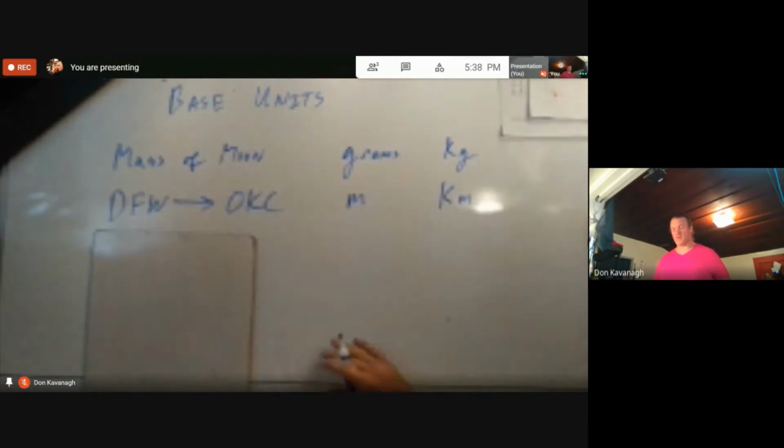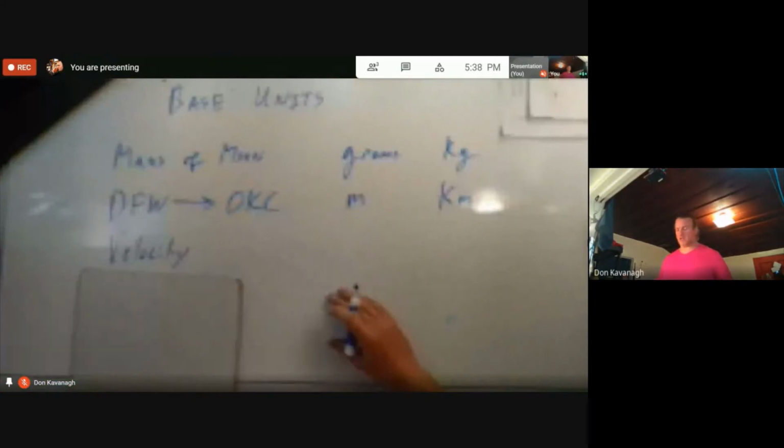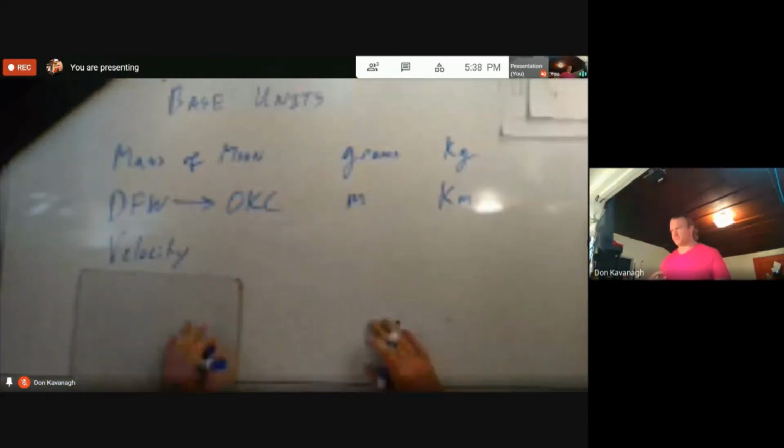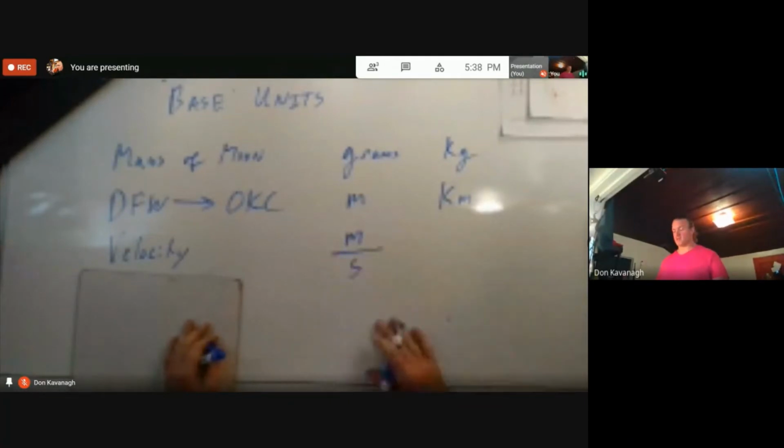But it's also the same relationship we made there. You would measure distances between cities in kilometers, you wouldn't measure it in feet or yards. For velocity, like the speed of light or the velocity of sound, that is a ratio of meters divided by seconds. So those are the SI base units right there.